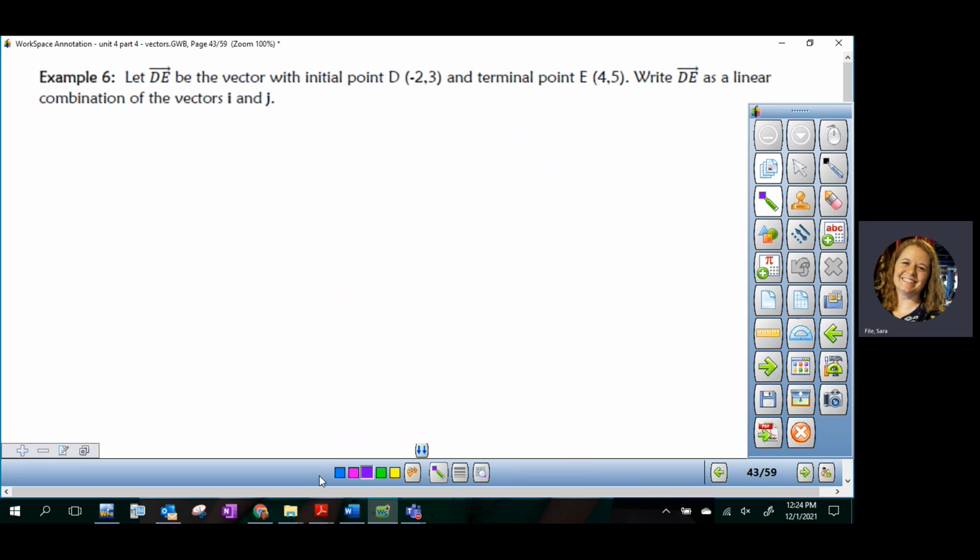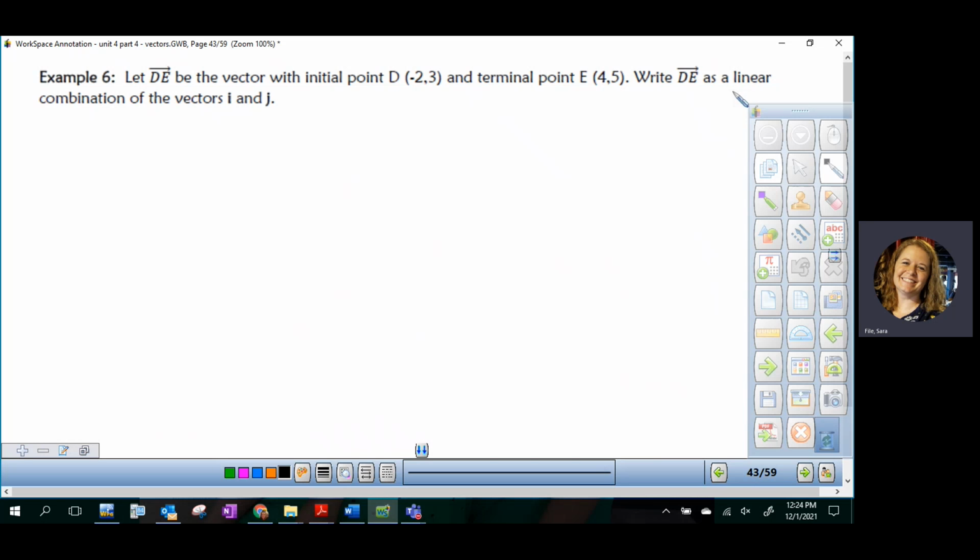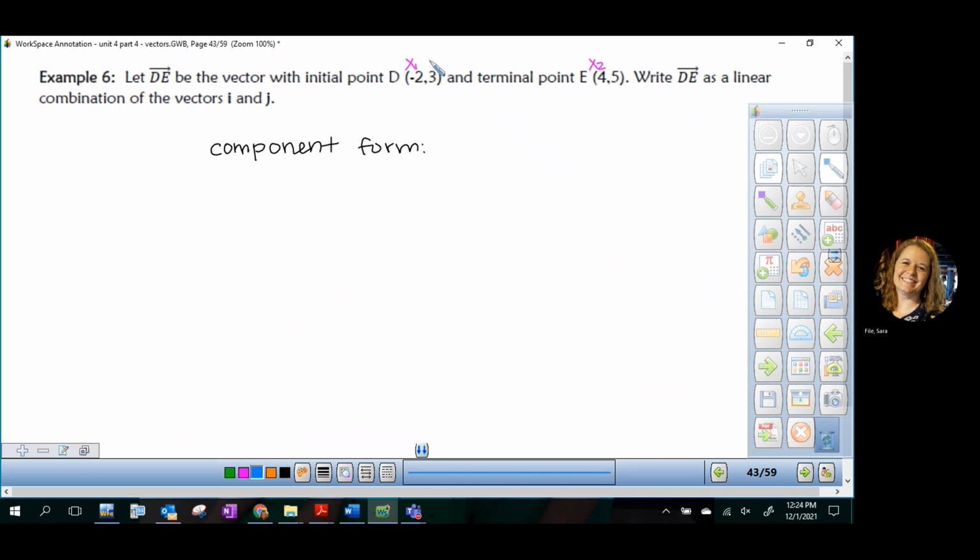So let's apply that. We have vector DE. They gave us the initial and the terminal point, and they want us to write it as a linear combination of vectors I and J. So the first thing is we need to put it in component form. Okay, so if you need to label still, go ahead and label. So that's X1, X2, Y1, and Y2.